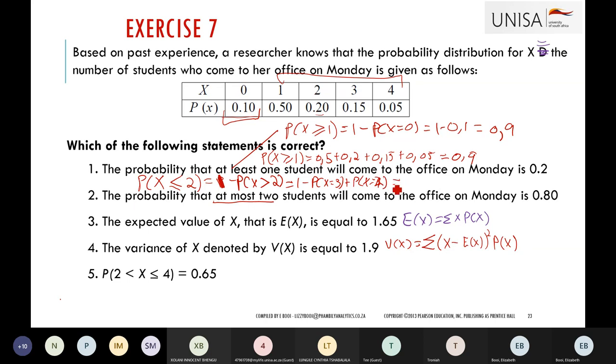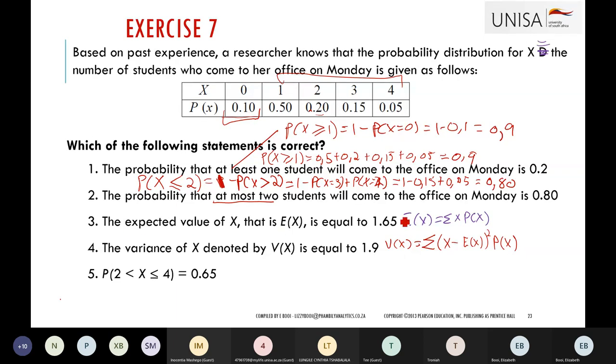I know you did it the other way around. I just wanted to give you an alternative, which will be 1 minus 0.15 plus 0.05, which should give you 0.8. So if you have done it the other way around, you would have said it is 0.20 plus 0.50 plus 0.10. It will give you the same answer. The probability that X is less than or equal to 2 is 0.1 plus 0.2 plus 0.5, which will give you 0.8, the same thing as doing the complement probability. So you can use either method.